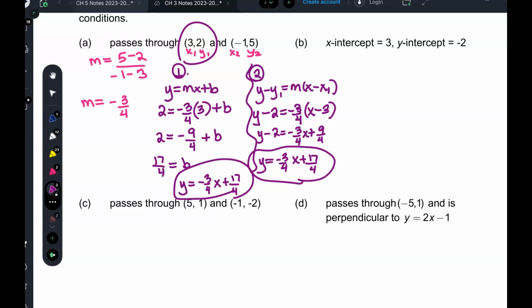I like the second one. I like the second way too. I just know most middle school teachers teach it the first way, so sometimes you're used to that. So I'm going to start showing you the second method.